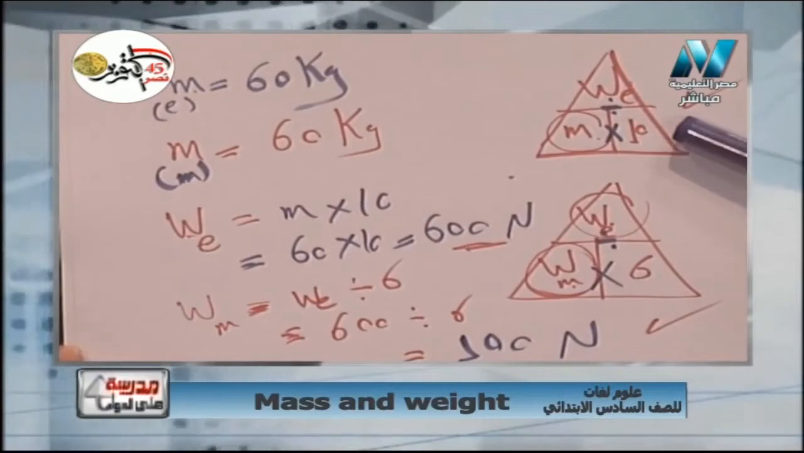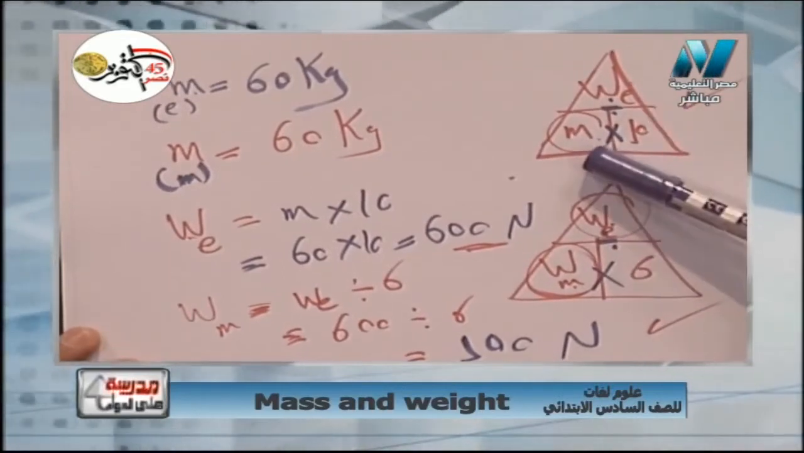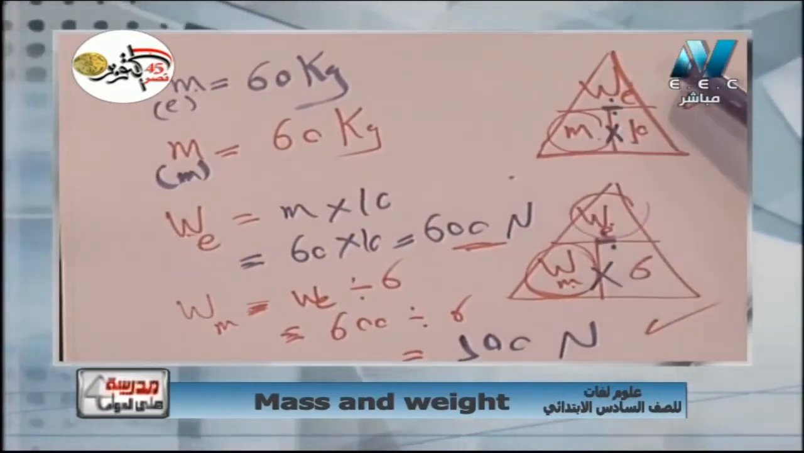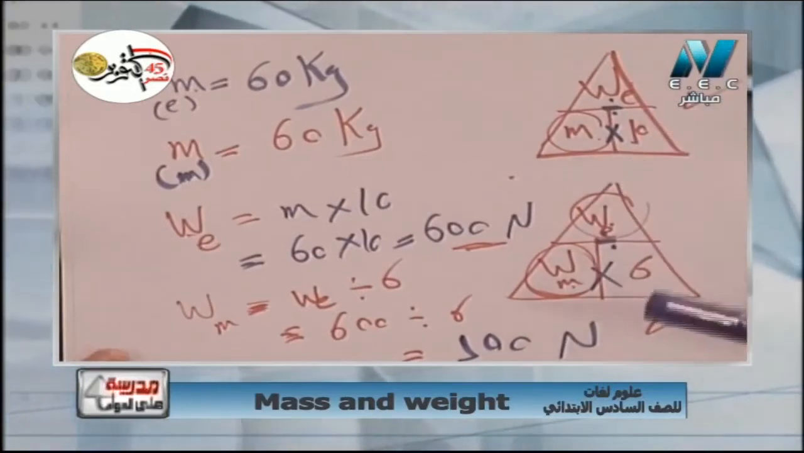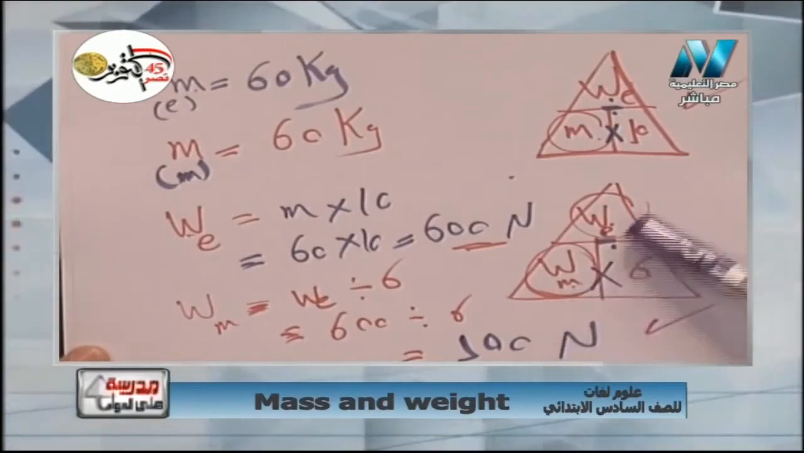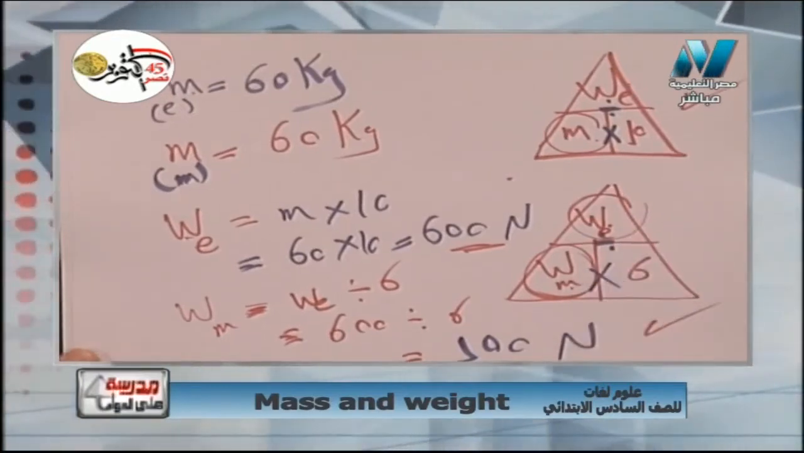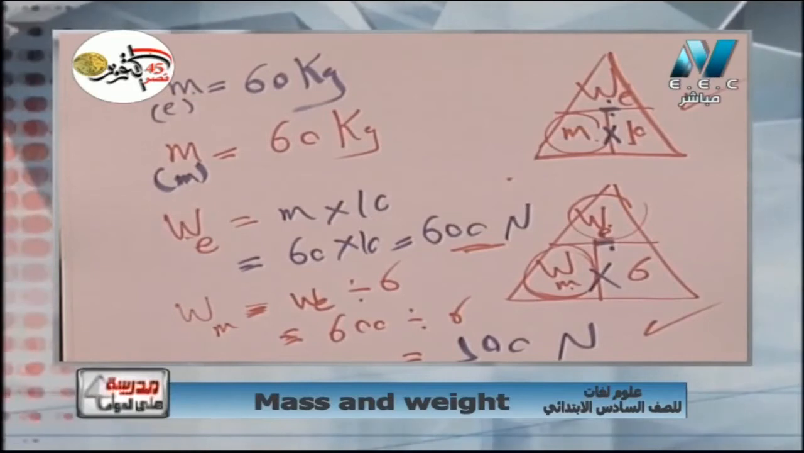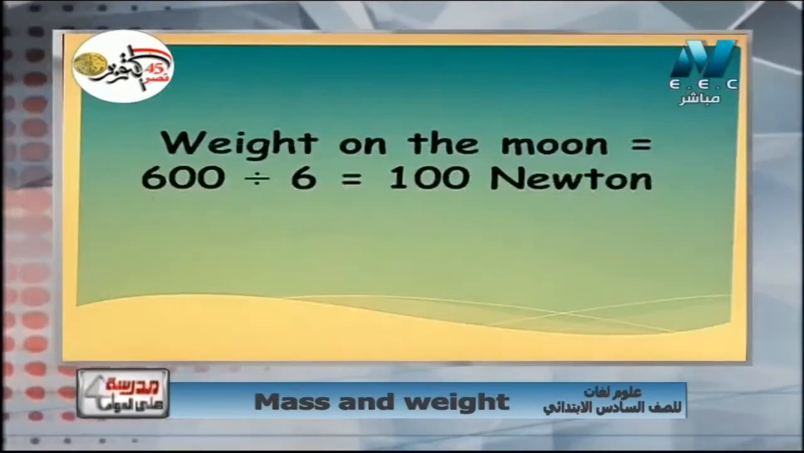The first law deals with weight and mass. In the first law, the problem will have mass and ask for weight, or vice versa. The second law has two weights: weight on the earth and weight on the moon. See what you are asked for and what you have. Okay? So now let us practice another problem.